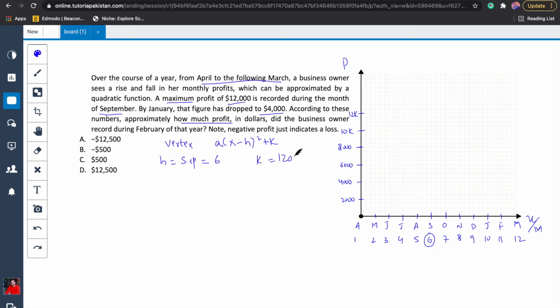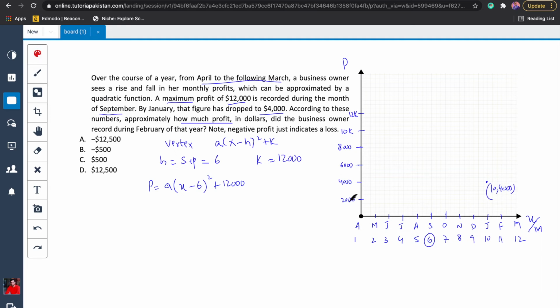So let's replace these values into our equation and see what do we get. We have profit equals A into X minus 6 whole square plus 12,000. This is our equation. Now we need to find A. And for that, we are given another point. That is, in January, the profit is basically 4,000. There you go, we have this point. So in the 10th month, we have 4,000 as the profit. Let's replace this, basically 10, 4,000 into our equation and find the value of A.